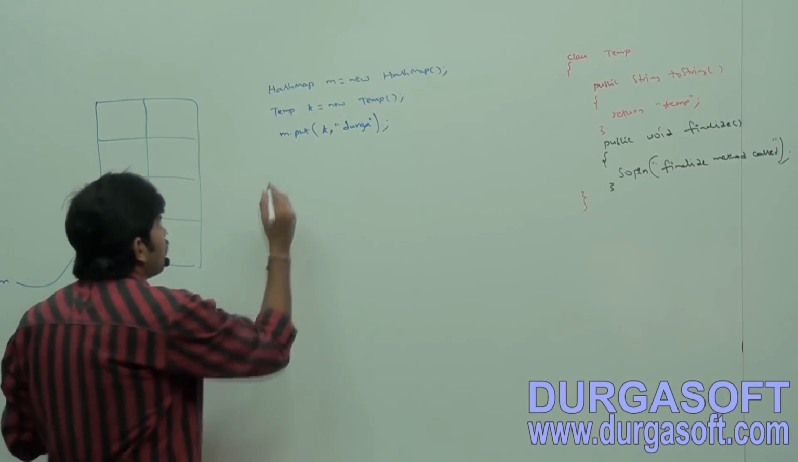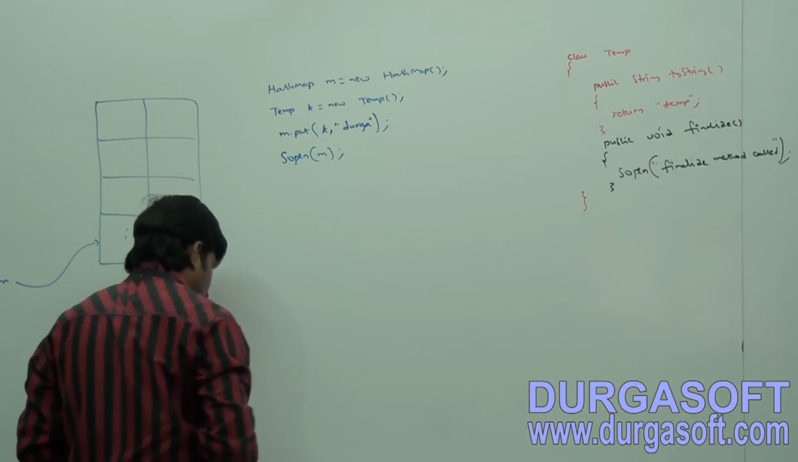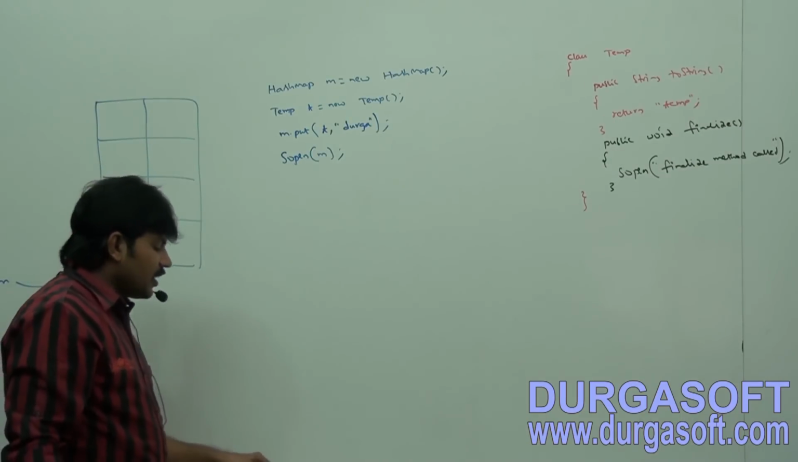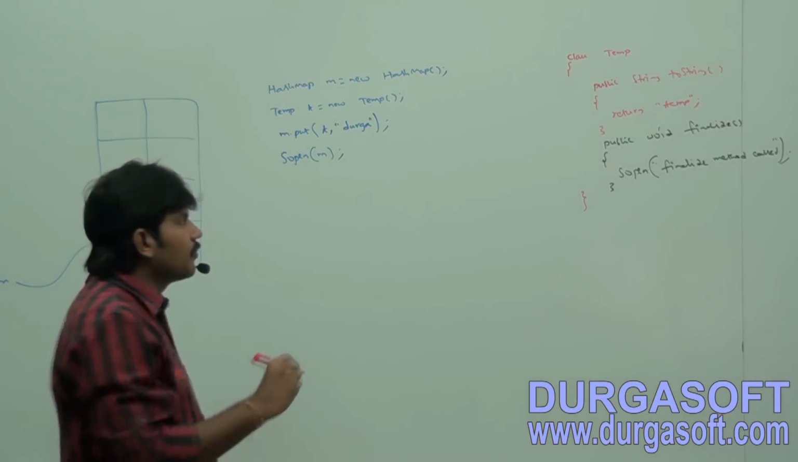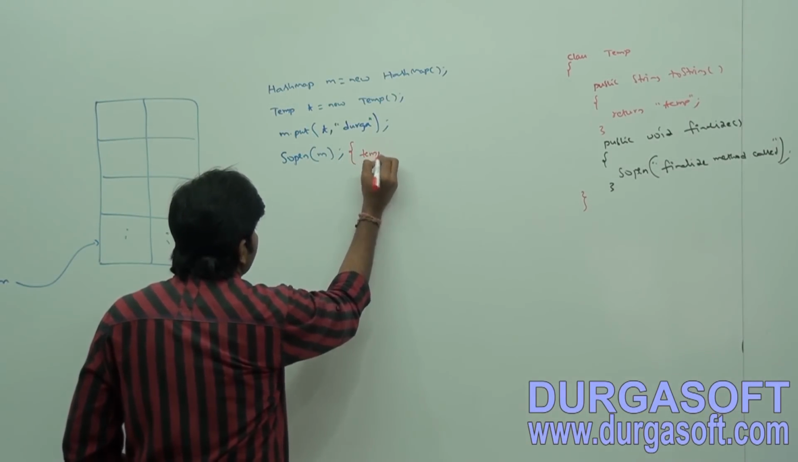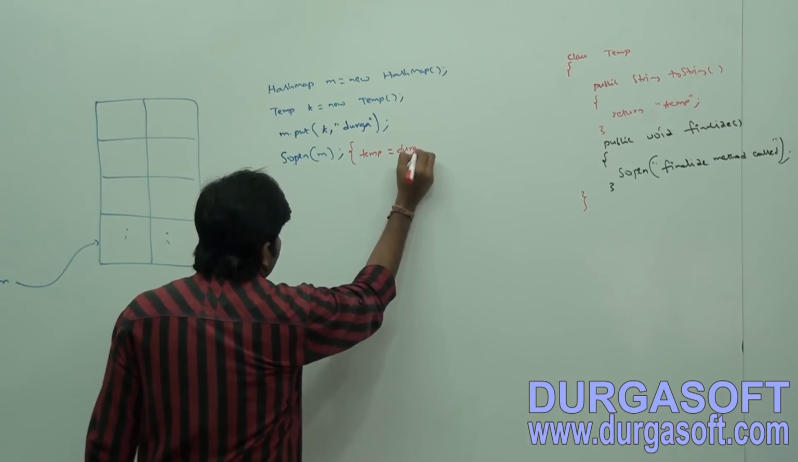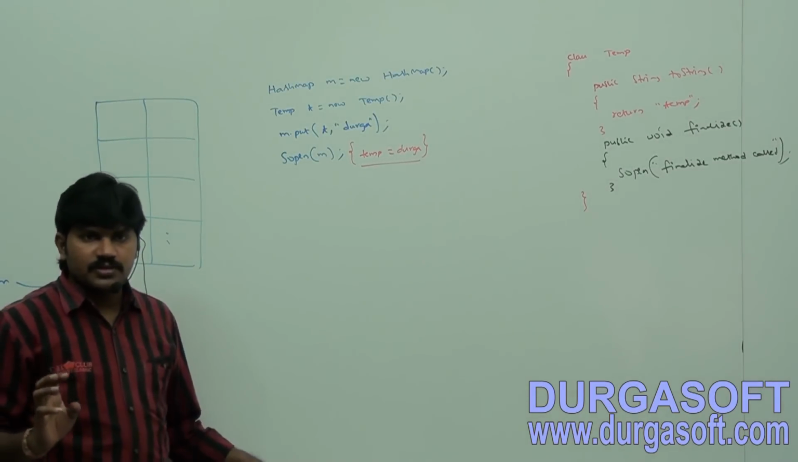Now let me print System.out.println(m). Do you know how many entries are there in the map? One entry. What is that entry? Temp equals Durga, like this we have.